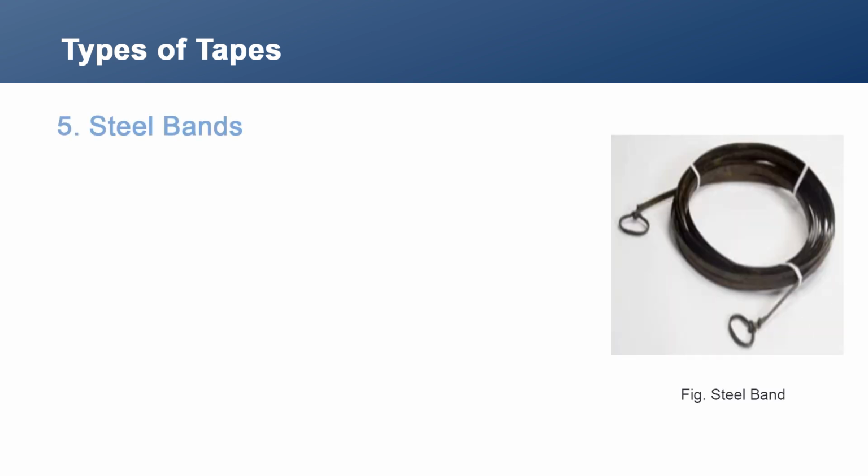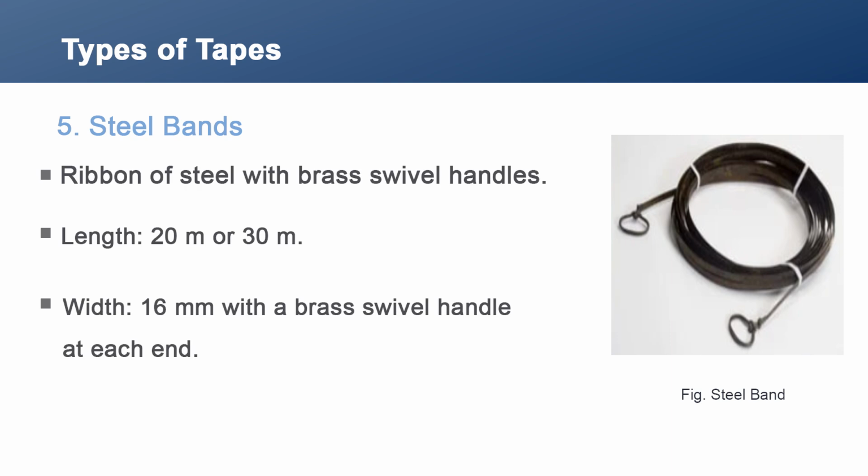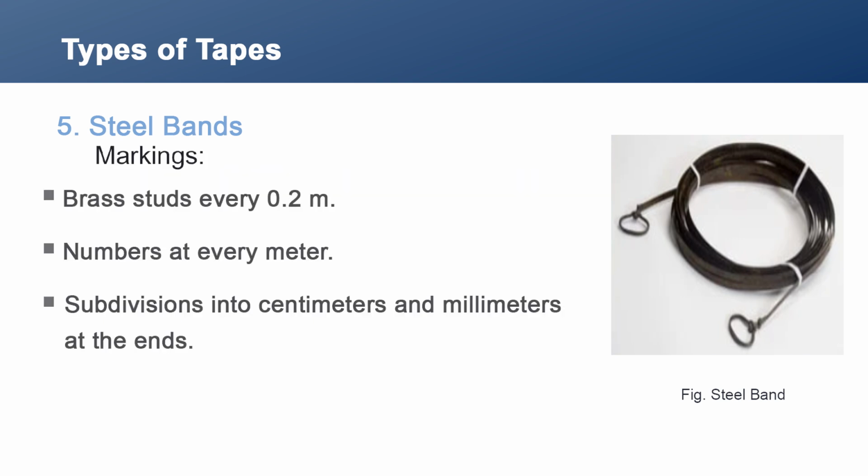Let us move to the steel bands. Now, picture this. You have a steel band, and it is basically a long ribbon of steel about 20 to 30 meter long and 16 millimeter wide with a brass ring handle at each end. Here is how it is marked. Every 0.2 meter there is a brass stud. These studs are like tiny mile markers with numbers at every meter. The first and last bits are divided into centimeters and millimeters for fine measurement.